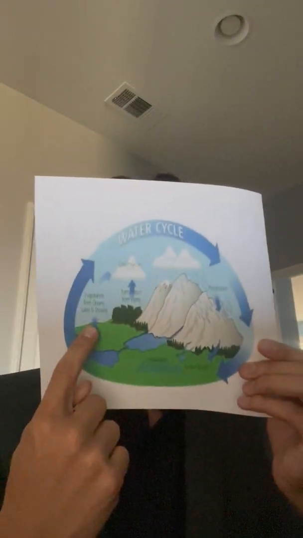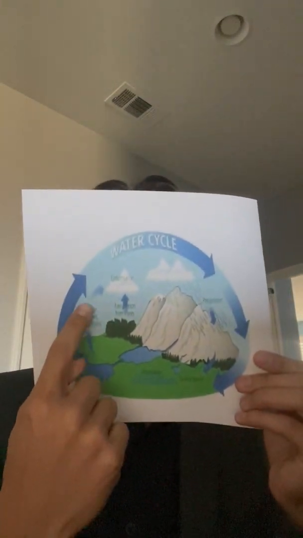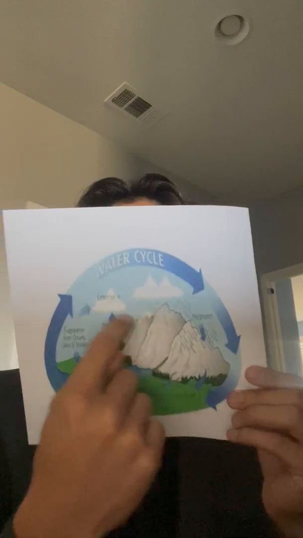And the next stage of this process after evaporation is called condensation, where the water vapor will turn into a liquid form again, thus forming clouds. Now, the second stage of the water cycle is condensation, where it transfers back into a liquid form.